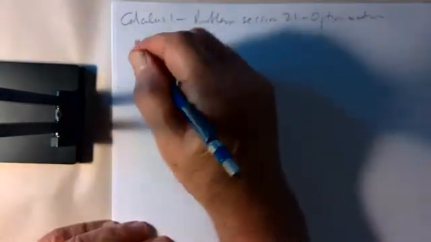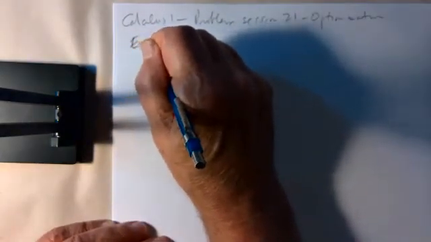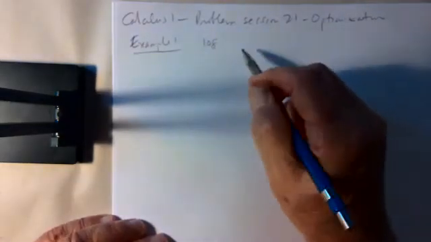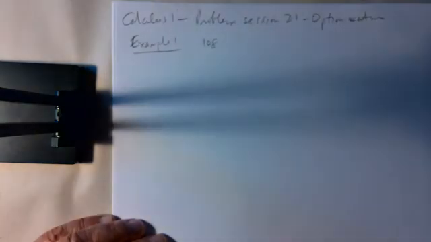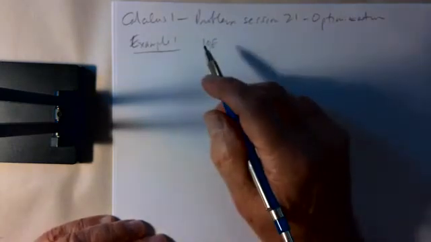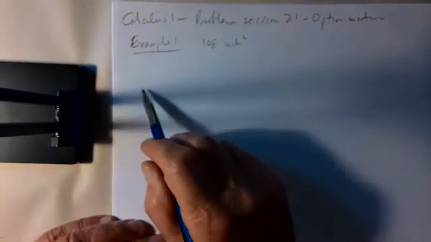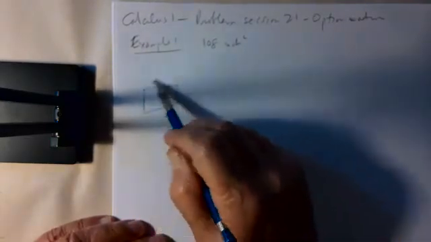So, example 1. We have some material for building a box. Let's say we have 108 square inches of material to build the box. And it's going to be a box with an open top. So there'll be 4 sides and a base.